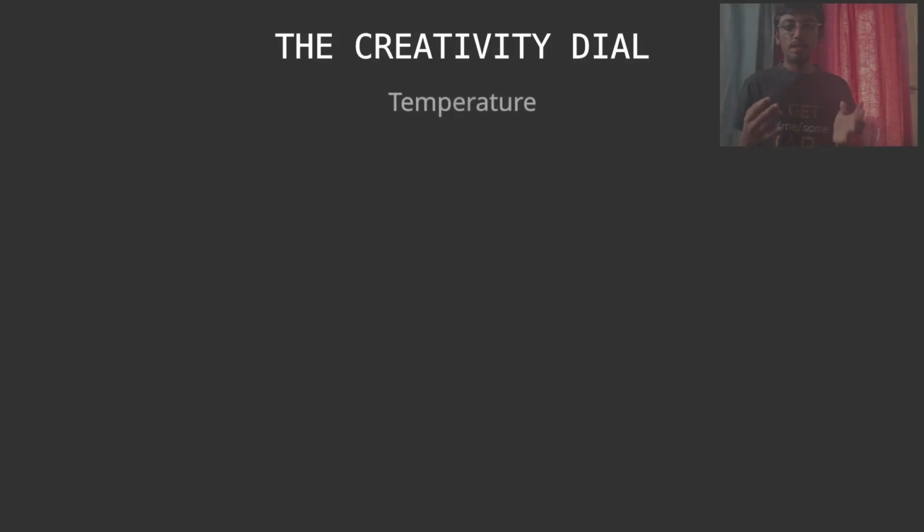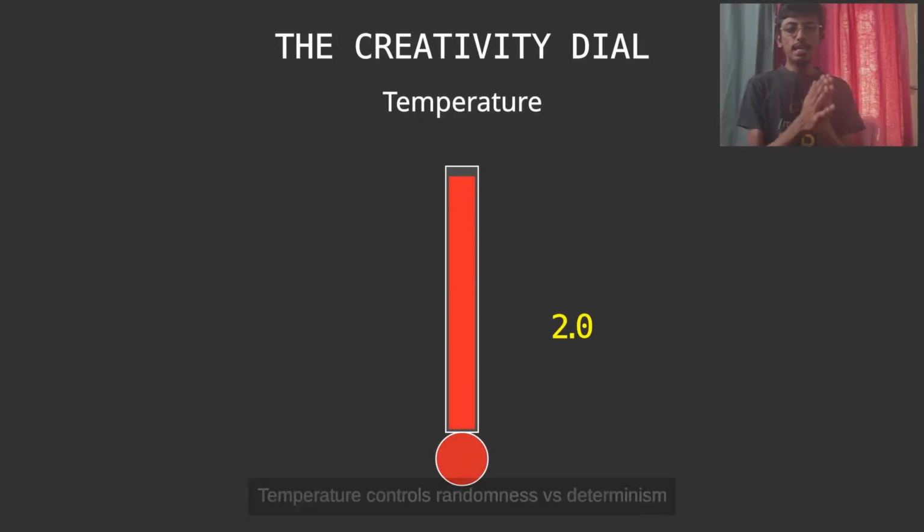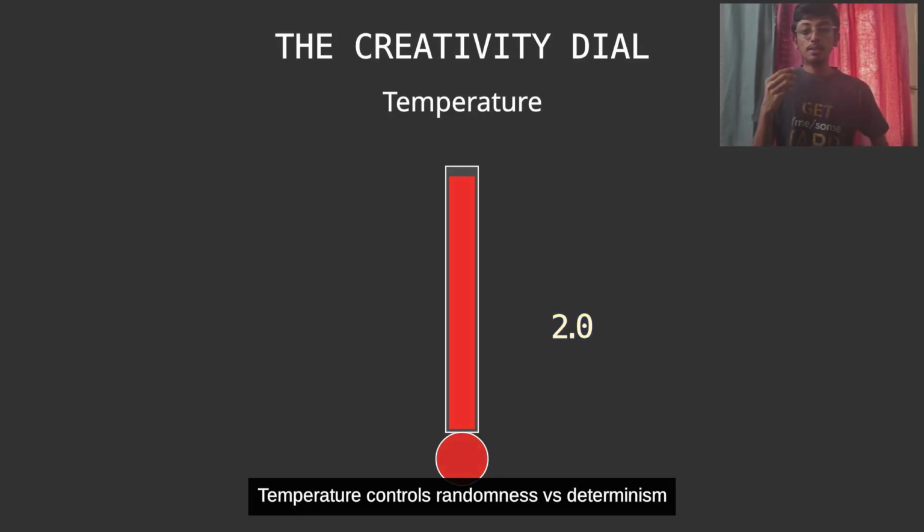Now let's go into temperature. Temperature is a single number that controls the randomness of the model. It's a scaling factor inside the Softmax function that divides the logits before they become probabilities. Think of it as turning up the heat in a room.